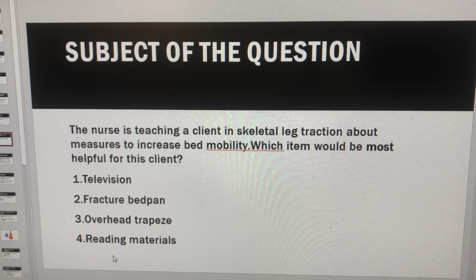Also note the strategic word most. The use of an overhead trapeze is extremely helpful in assisting a client to move about in bed and to get on and off the bedpan. Television and reading materials are helpful in reducing boredom and providing distraction, and a fracture bedpan is useful in reducing discomfort with elimination. These items are helpful for a client, but they are not directly related to the subject of the question. Remember to focus on the subject. So the answer is number 3.